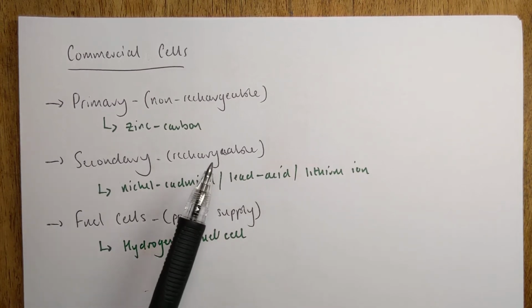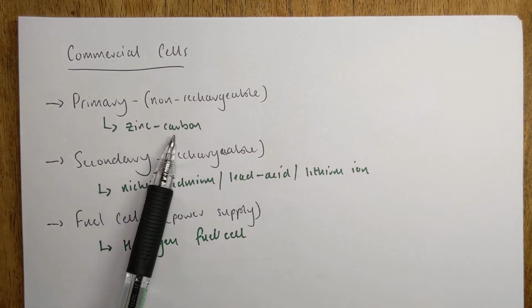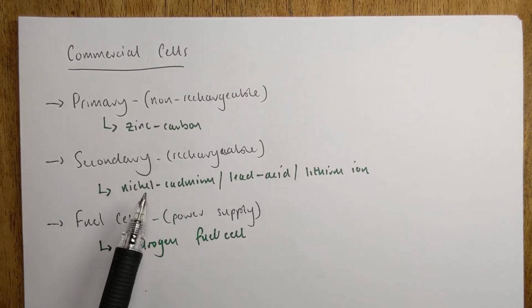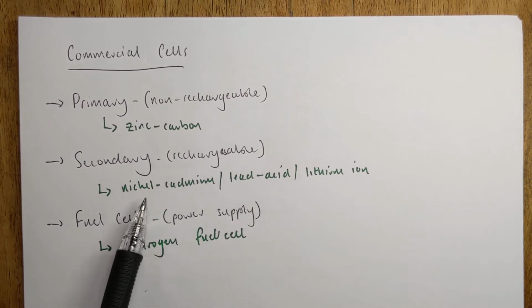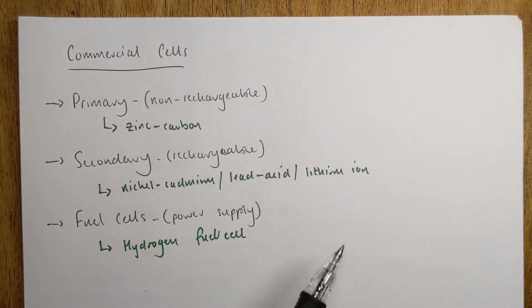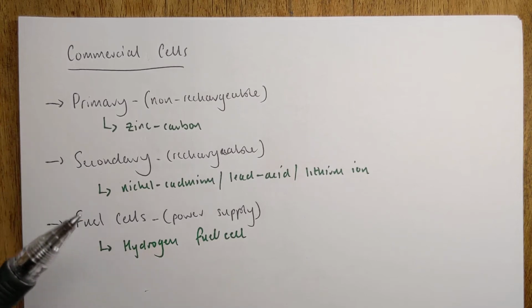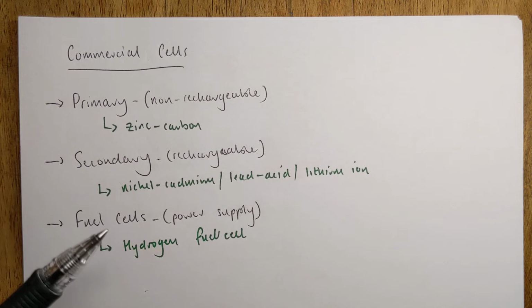There's one example of a primary cell you need to know about, the zinc carbon cell. It's probably the one you have to know about in most detail. Then you've got three examples of secondary cells, the rechargeable ones: the nickel cadmium cell, the lead acid cell, and the lithium ion cell. These look a little bit more complicated than the redox cells we were looking at the start of the booklet, just because the equations look a little bit more complex.